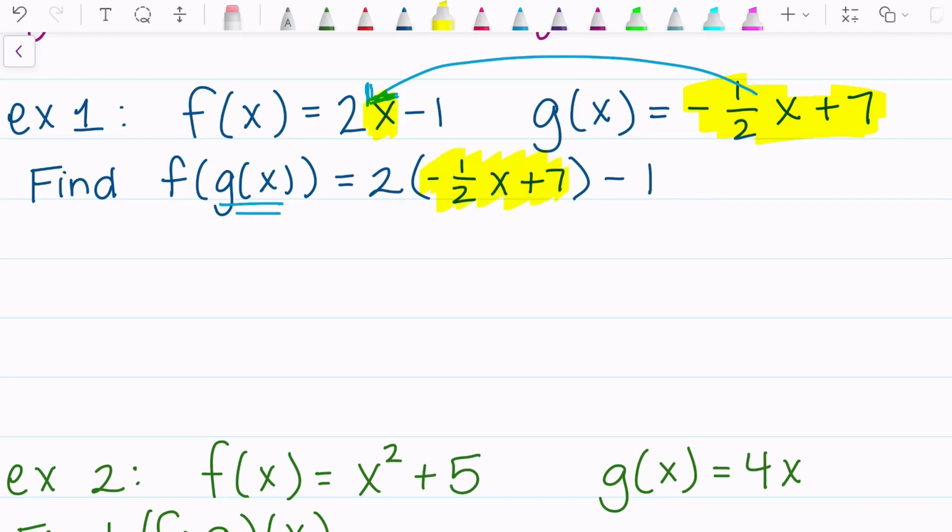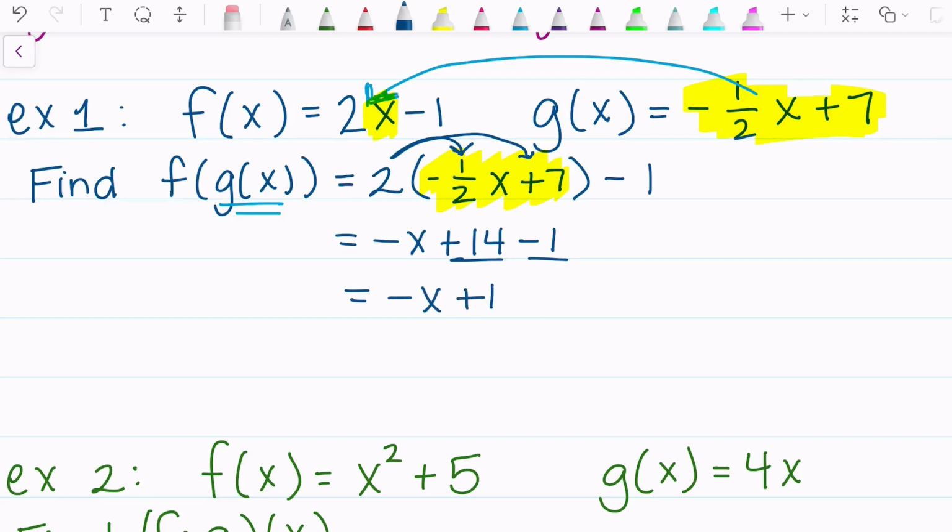And now I'm just going to distribute and simplify. So 2 times negative 1/2 x: half of 2 is 1, and it would be negative x, because 2 times negative 1/2 is negative 1. Then 2 times the 7 gives me 14, and I drop down my minus 1. Now I'm going to combine my like terms, and I have negative x plus 13. And lastly, I'm going to include my function notation in my answer.